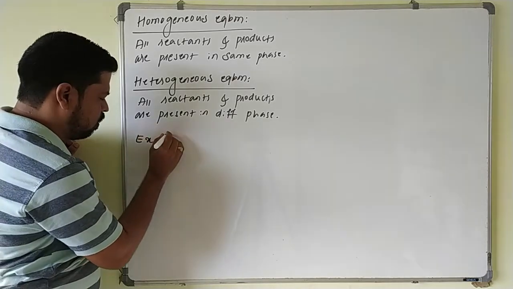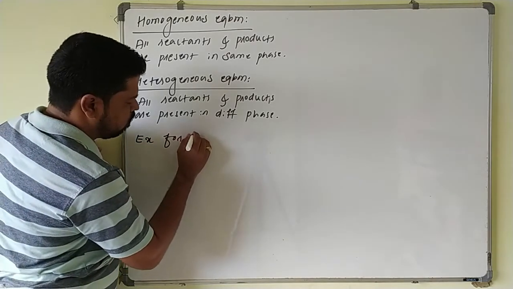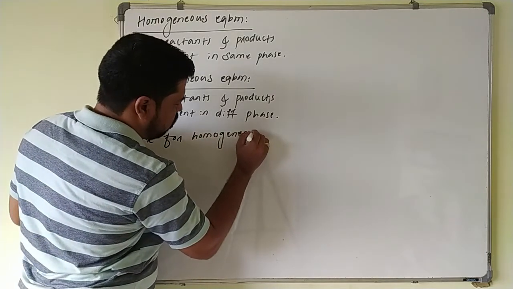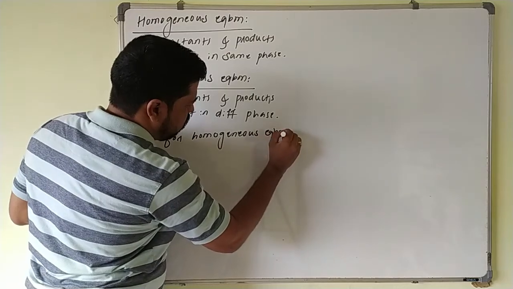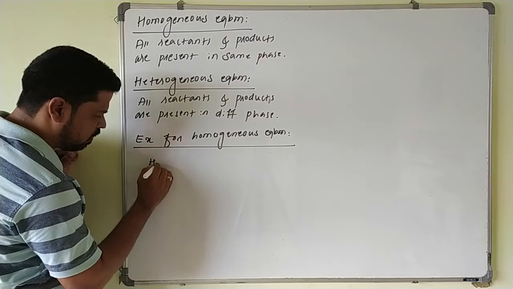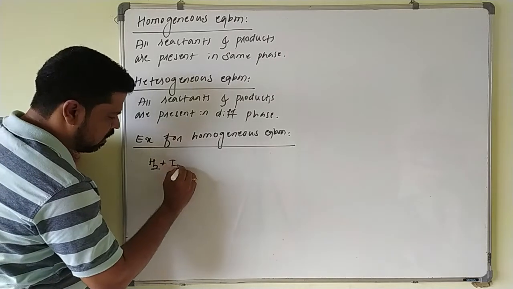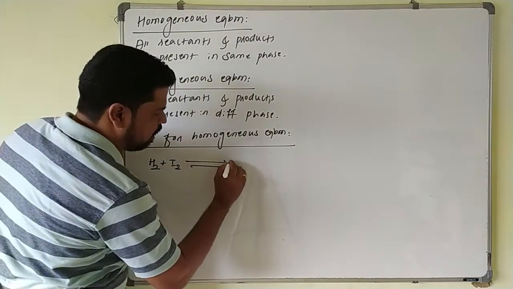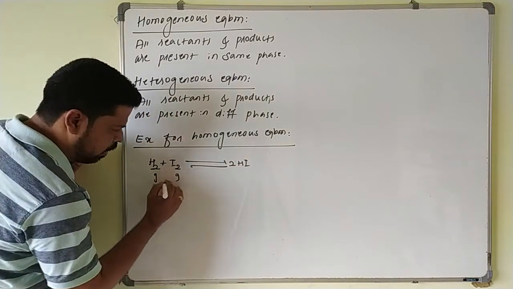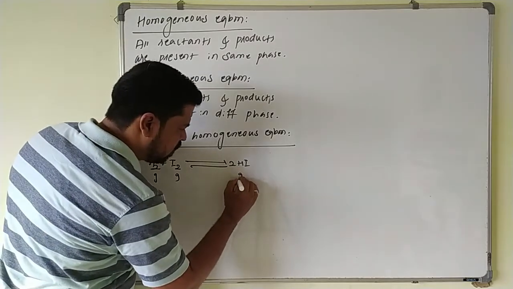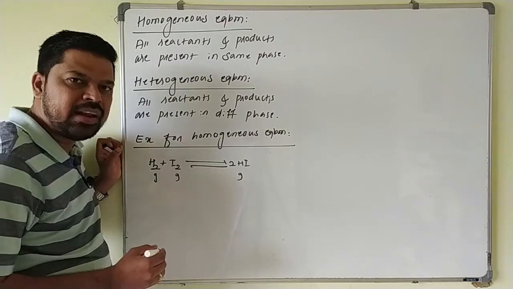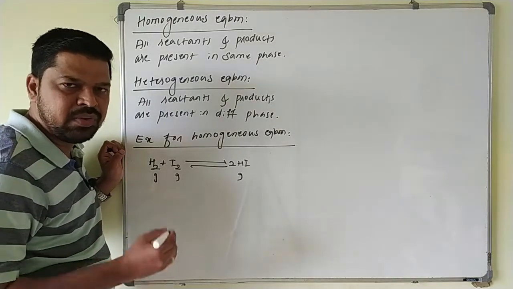Now we will see examples for homogeneous equilibrium. The first example is H2 combines with I2, giving 2 moles of HI. H2 is a gas, I2 is a gas, and HI is also a gas here. For this equation, you can write the Kp and Kc expressions and the relation between Kp and Kc.